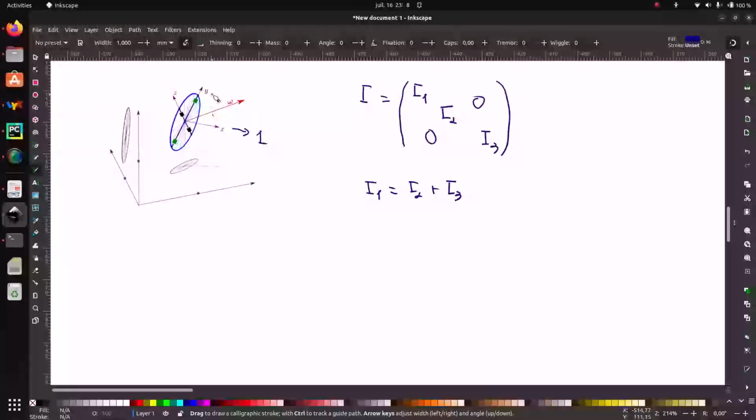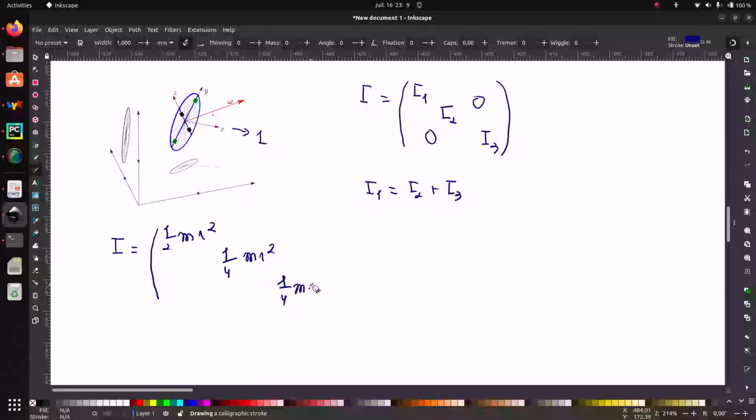So if the disk has a radius r, then the inertia matrix for a disk is known to be as follows. So m is the mass of the disk, and here I will have the mass of the disk times r square, and the same here, and 0 and 0 everywhere. It is a classical inertia matrix for a disk.